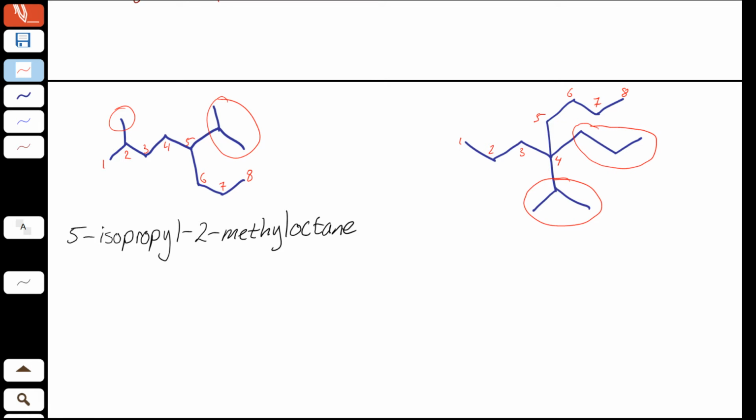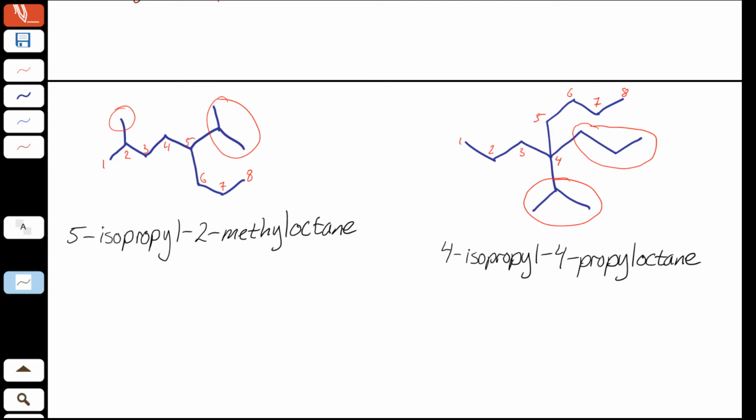So we would call this one 4-isopropyl-4-propyloctane. So what would be the name if we did that loopy thing instead? If we started from the upper right and kind of went around to the right? It'd be the same name, yeah. So in this case, it wouldn't make any difference.